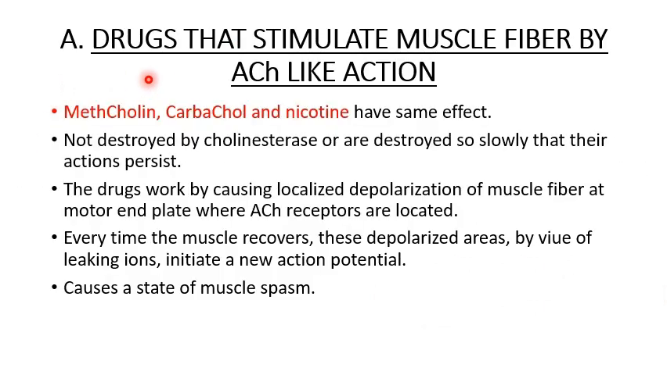First are the drugs that stimulate the muscle fiber by acetylcholine-like action. Examples are methacholine, carbachol, and nicotine, which have the same effect as acetylcholine, but they are not destroyed by acetylcholine esterase, or they are destroyed so slowly that their actions persist. These drugs work by causing localized depolarization of the muscle fiber where acetylcholine receptors are located. Thus, every time the muscle recovers, these depolarized areas, by virtue of leaking ions, initiate a new action potential. This causes a state of muscle spasm in the muscle fiber.